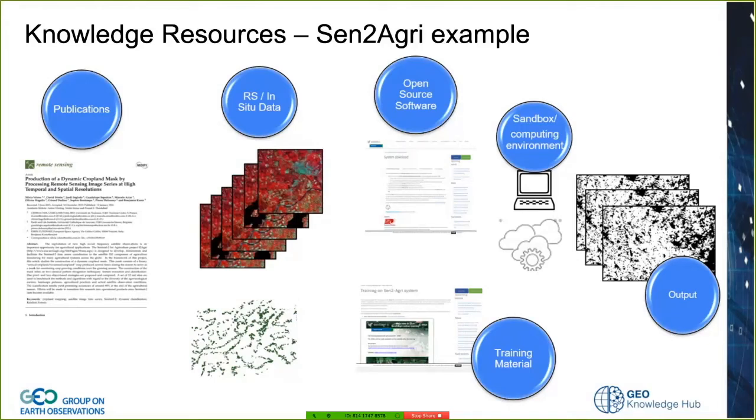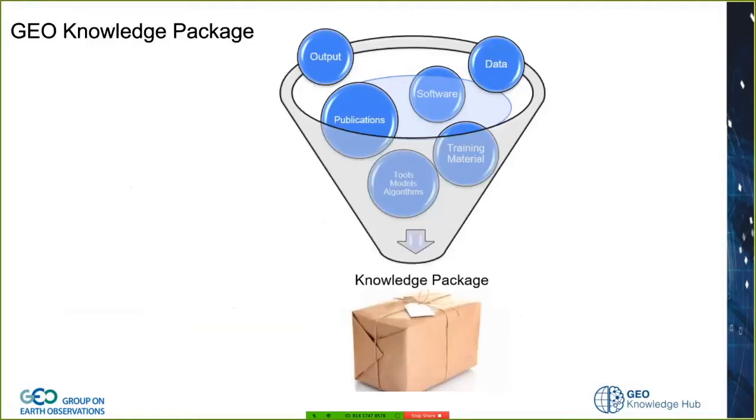All of these components comprise kind of the end-to-end information chain for this particular application of Earth observations. And as mentioned earlier, these tend to be scattered now throughout the activity itself, throughout the flagship, and are not necessarily combined into a single package. This is what the GEO Knowledge Hub is aiming to do.